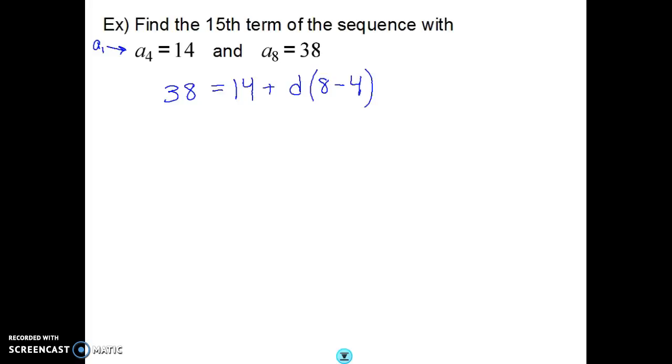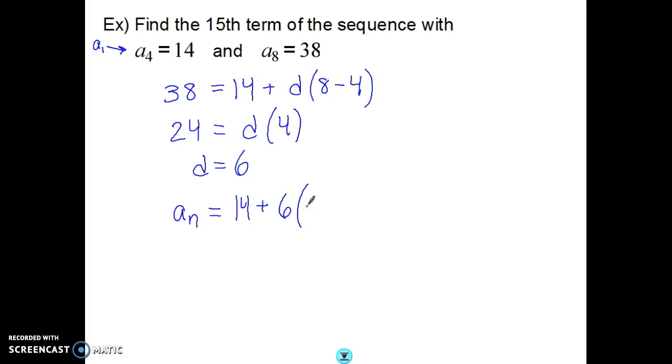Well, we can keep going from here and just do the math out normally at this point. Subtract 14 over, we get 24 is equal to d times 8 minus 4, which is 4. And then divide both sides by 4, we get that d is equal to 6. So we can now use this to find any a sub n, because we now know that a sub n is equal to 14 plus 6 times n minus 4.